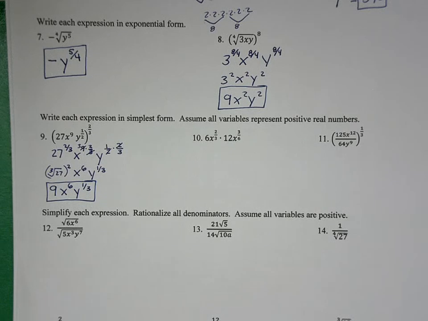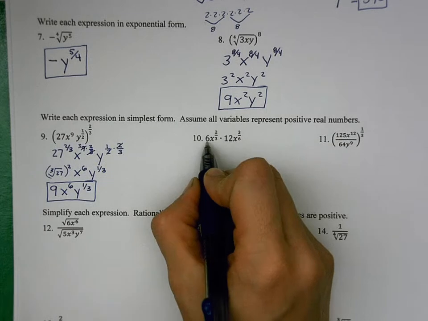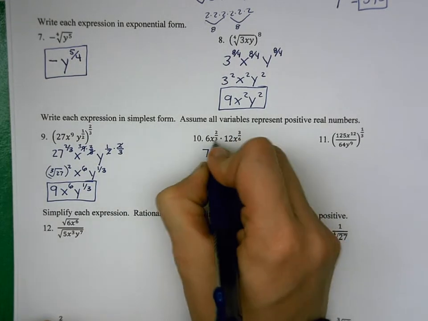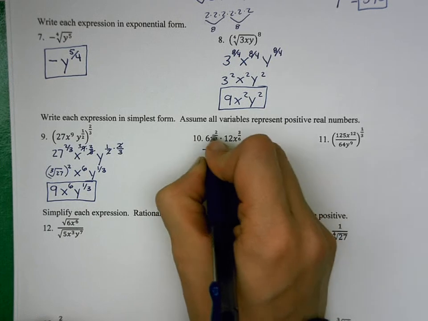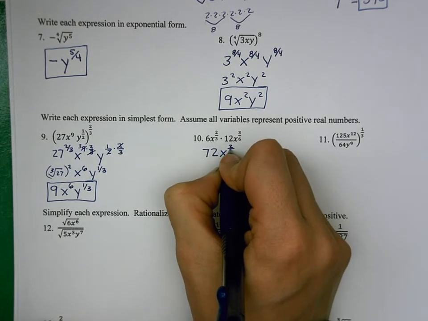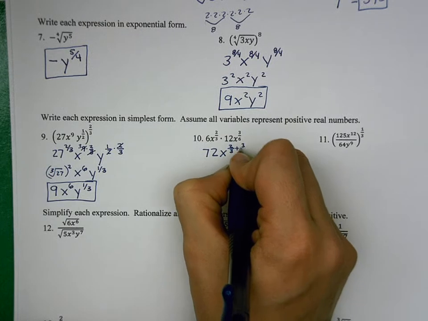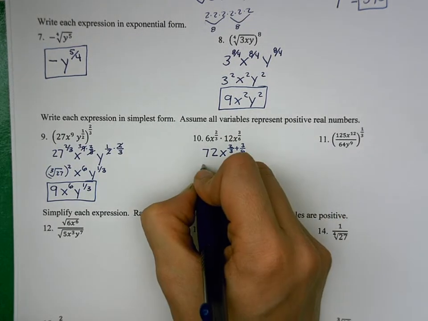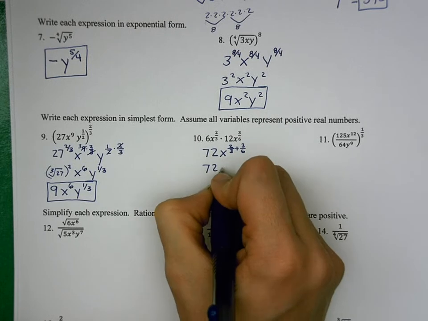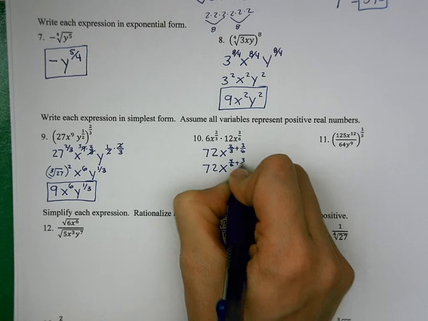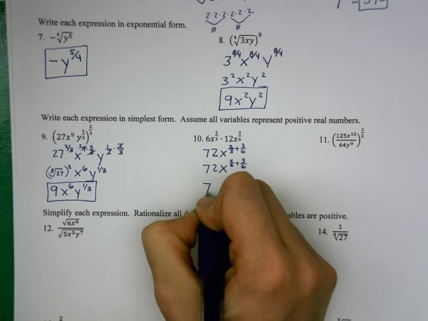Number 10. Okay, multiplying here, 6 times 12 is 72. And when we multiply like bases, we add their exponents. So this is x to the 2/3 plus 3/6. Which, finding common denominators then, this 2/3 could become 4/6 plus 3/6. Which 4 plus 3 is 7/6.